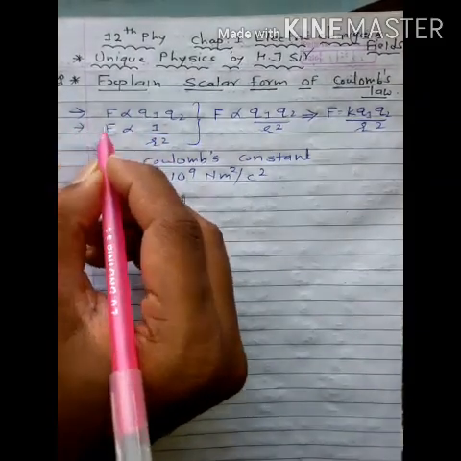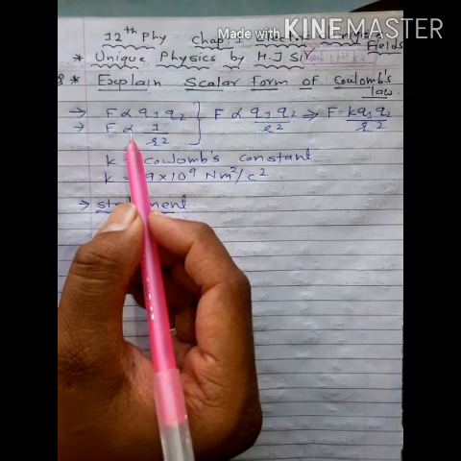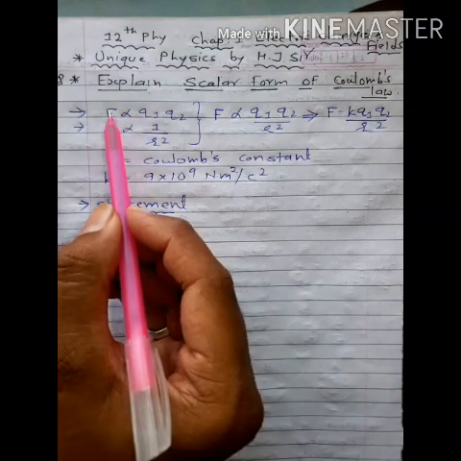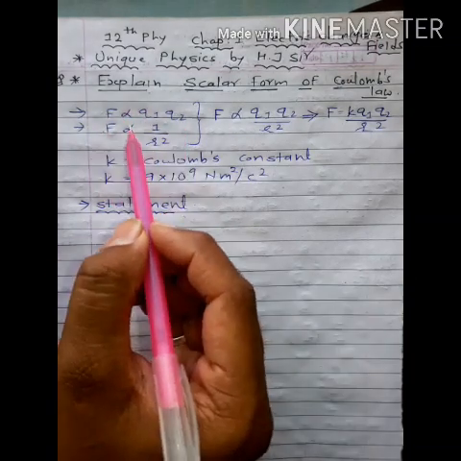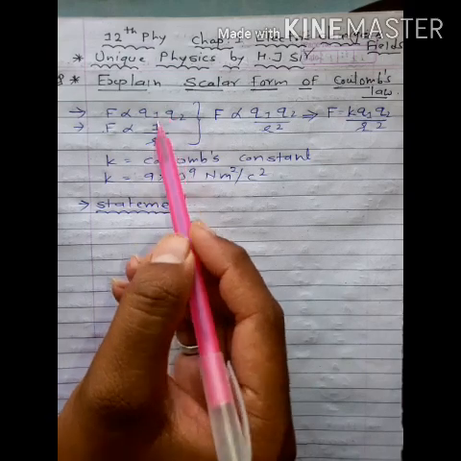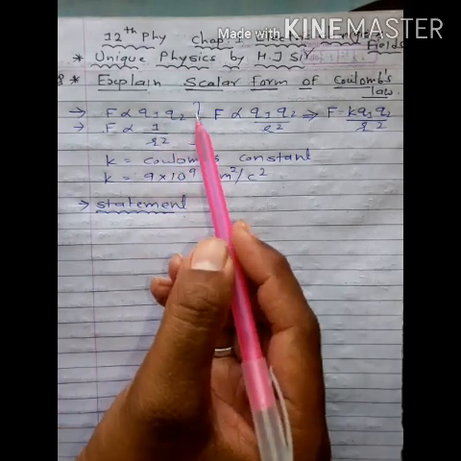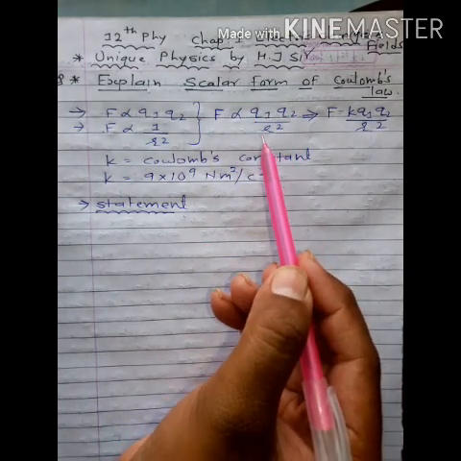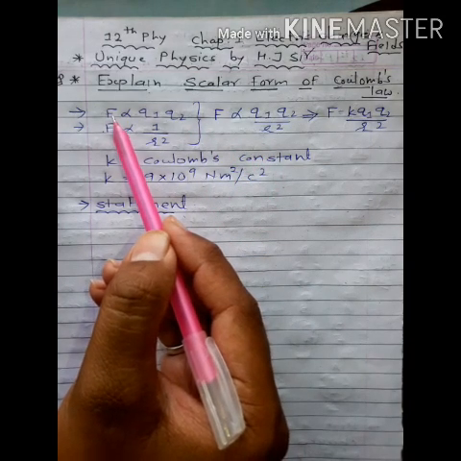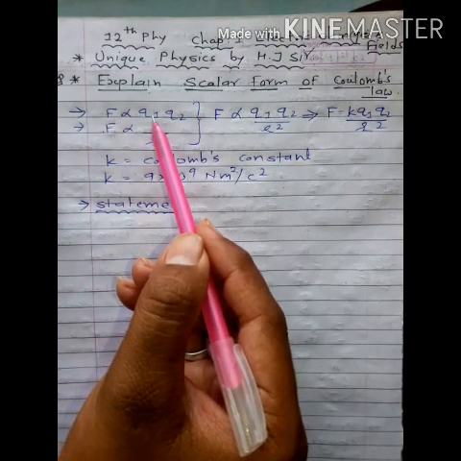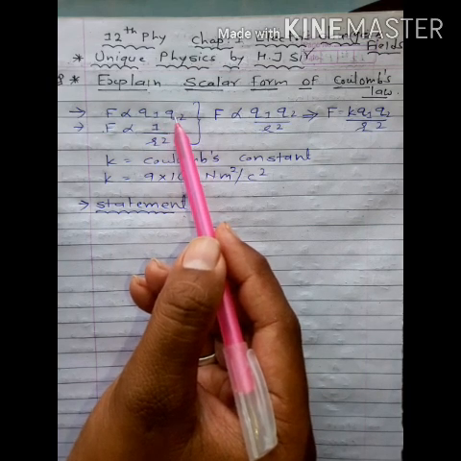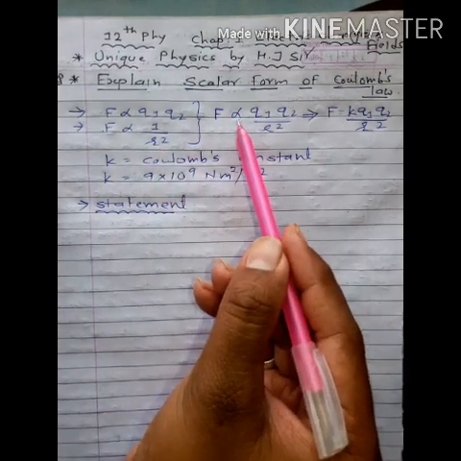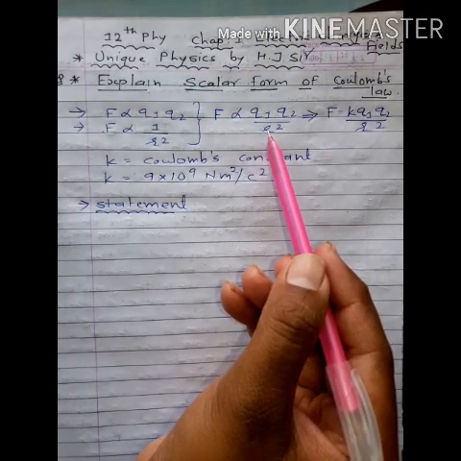Next, electric force F is inversely proportional to R square. Remember first point, F proportional to Q1 Q2 and F proportional to 1 upon R square. If we combine these two equations, then we can say that F proportional to Q1 Q2 upon R square. F means Coulomb force, Q1 charge of first particle, Q2 charge of second particle. Distance is denoted by R. So F proportional to Q1 Q2 upon R square.